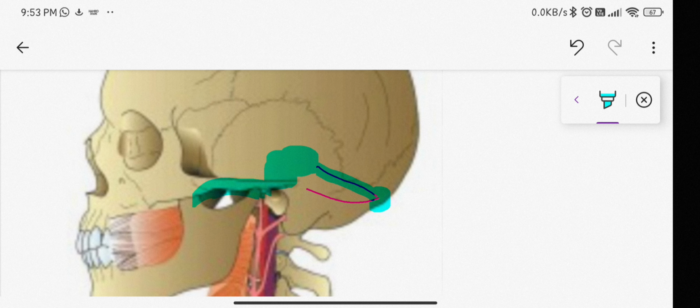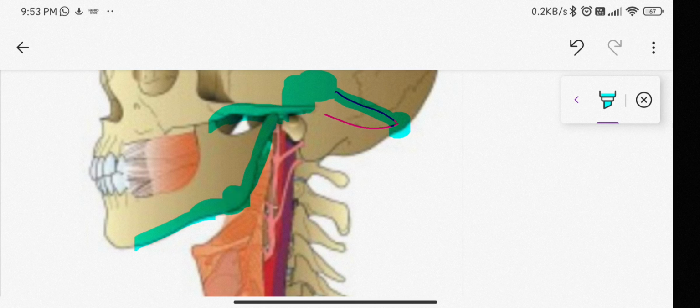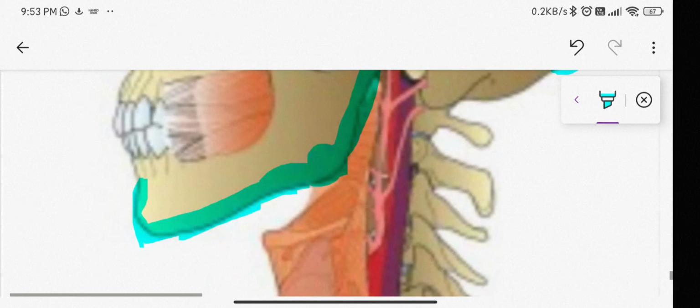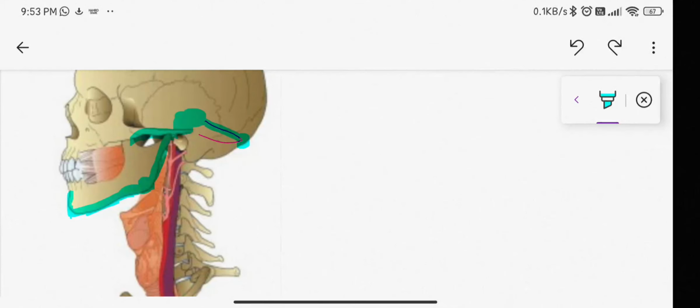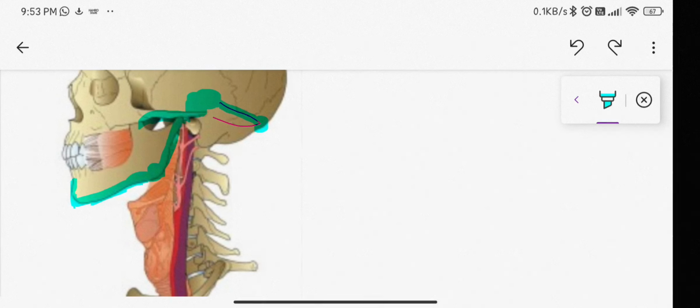it reaches the mandible. This is the angle of the mandible, lower border of the mandible, then it reaches the symphysis menti. Symphysis menti is a secondary cartilaginous joint, similar to the pubic symphysis of the hip bone. So this way, superiorly, this is the boundary for this cervical fascia.